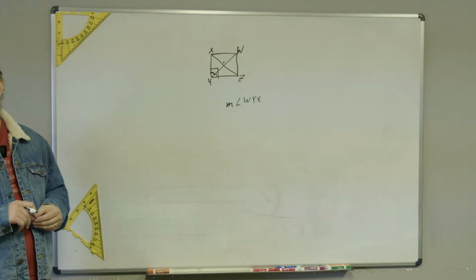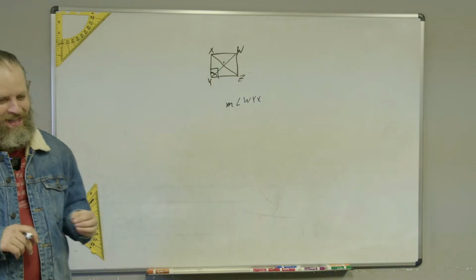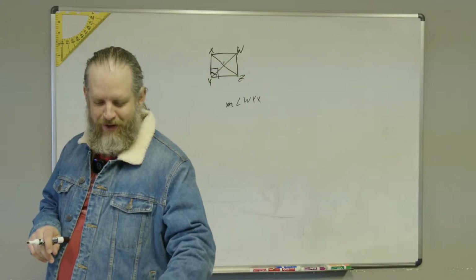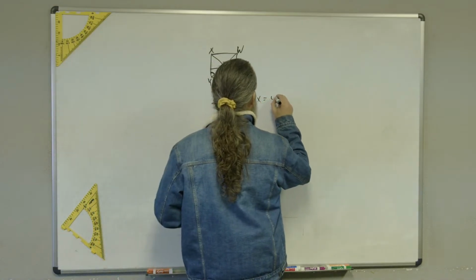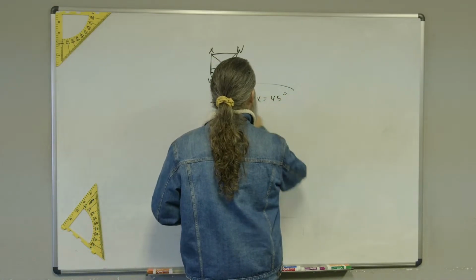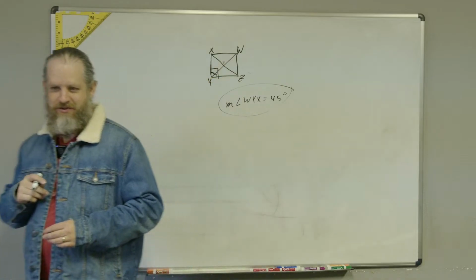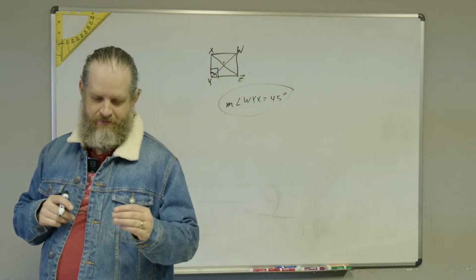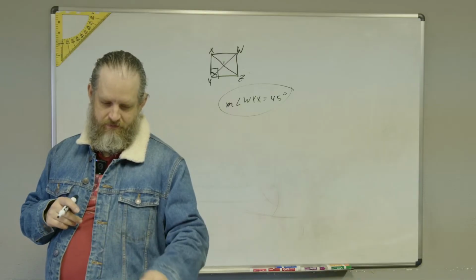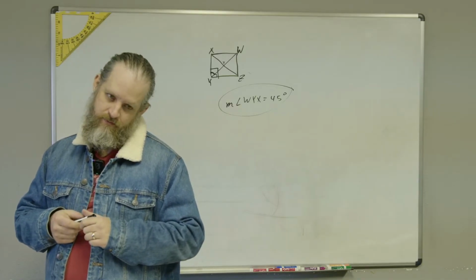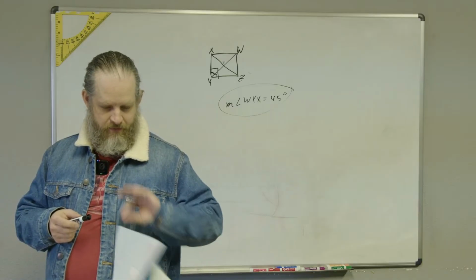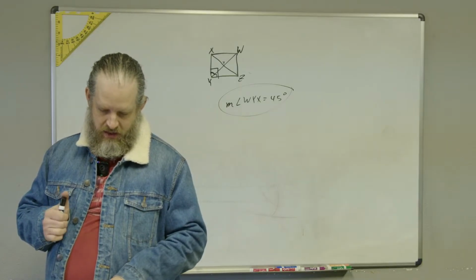Half of 90, bro. Half of 90. 45. True enough. We did it. What other questions do we have on this one? Sure. We can do 10.